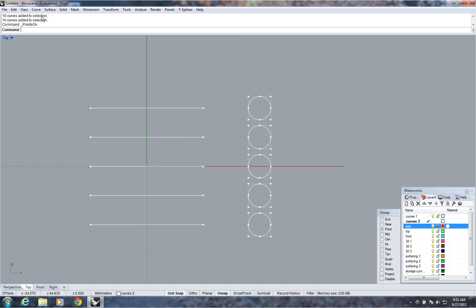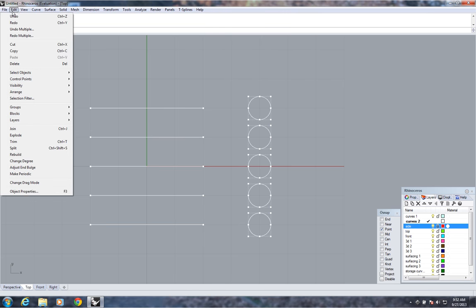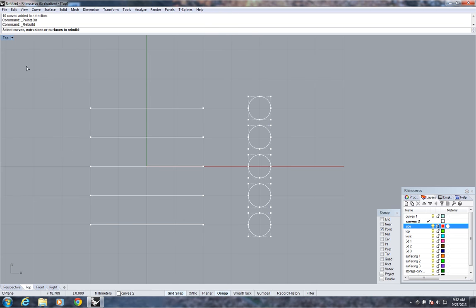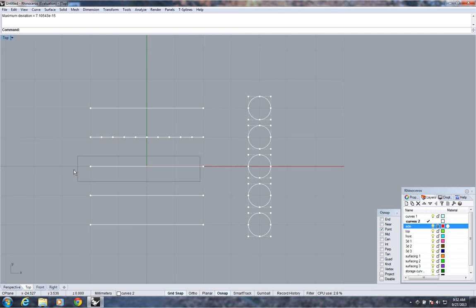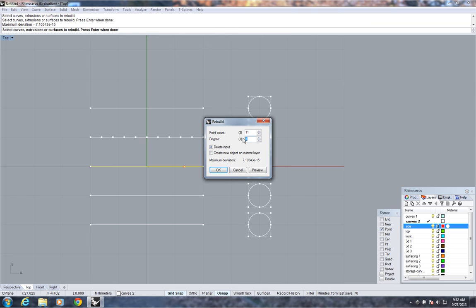So I'm going to be using the rebuild command from the edit menu. Select the curve I want to rebuild. I'm going to make these lines have an 11-point count. I'll keep this first one at a first-degree curve. I'll make this one a second-degree curve. Notice that in parentheses, you have the current point count and degree.